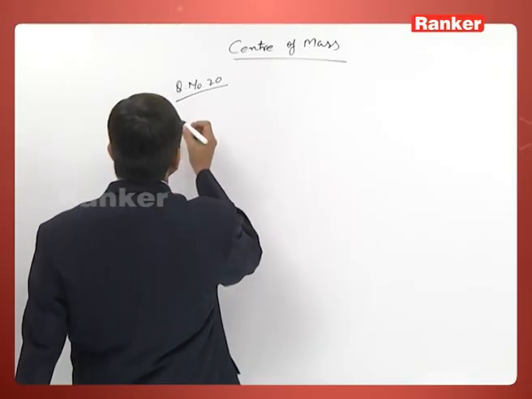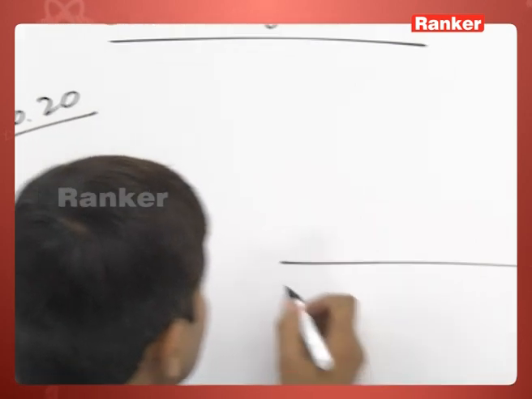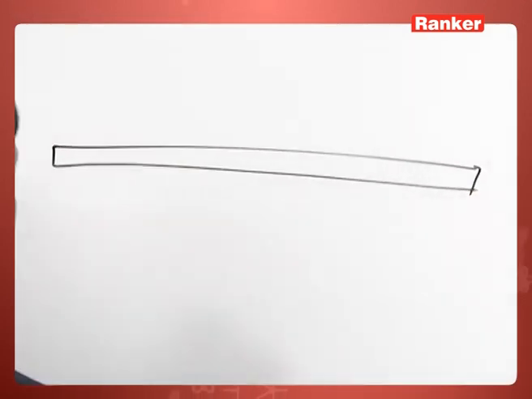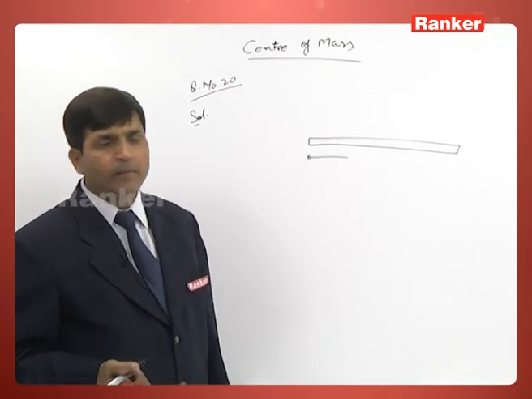See here. As per the question here, let this be the boat of length L and mass 4m.